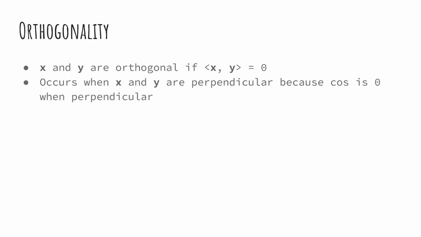Then a quick note about what it means for two vectors to be orthogonal. I think you've briefly skimmed this, so it might show up, but vectors x and y are orthogonal if their dot product equals 0. Another way of thinking about it is that it occurs when x and y are perpendicular. The reason being is that cosine theta is 0 when you're perpendicular.